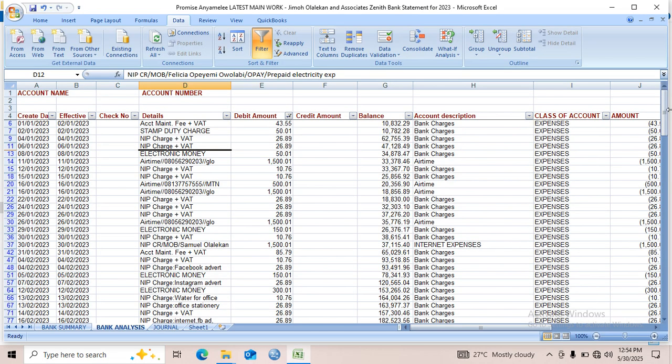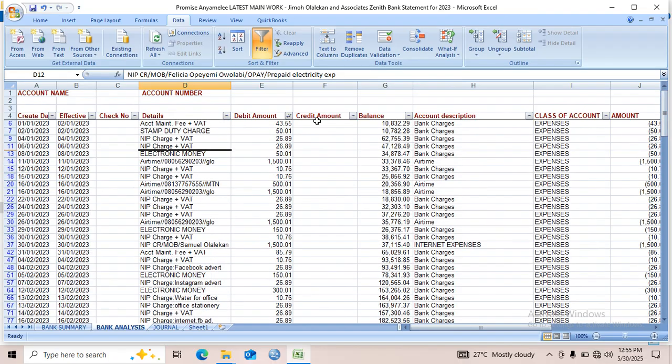So we filtered the remaining amounts. Like what we did now is just to filter the amounts that are from 0 kobo to 1500. So any amount that is not from 0 kobo to 1500 will not show in this bank statement as of now, because of this filter that we just did.